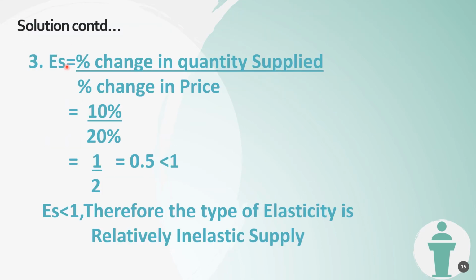Now coming to the third step, elasticity of supply equals percentage change in quantity supplied upon percentage change in price. The percentage change in quantity supplied was already given to us, which is 10%. We have substituted that value here. And we found in the previous slide the percentage change in price to be 20%. So 10% upon 20% is 1 upon 2. 1 upon 2 is equal to 0.5, which is less than 1. ES is less than 1. Therefore, the type of elasticity is relatively inelastic supply. It is important for us to state the type of elasticity at the end of the problem.